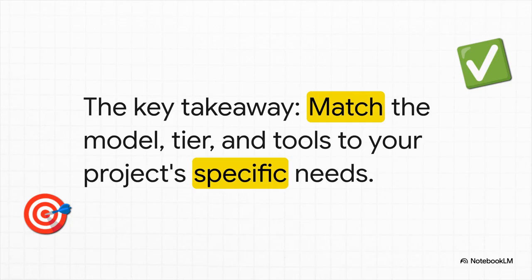When you boil it all down, it really comes back to this one simple but powerful idea: strategic alignment. The real key to controlling your Gemini API costs isn't just about spending less. It's about spending smarter. It's about precisely matching the model you pick, the tier you're in, and the tools you use directly to what your project actually needs.